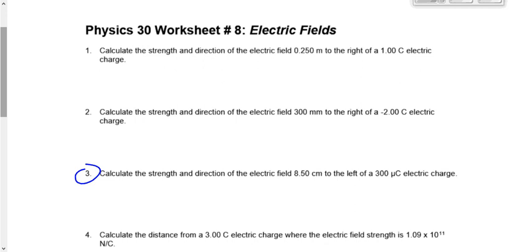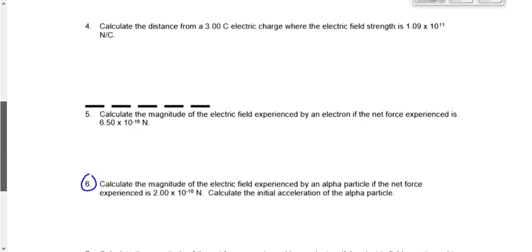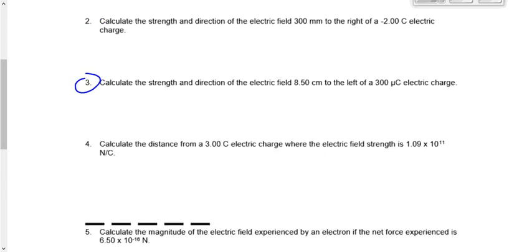Okay, let's take a look at number 3 and number 6 on that worksheet. They both use the two equations. One of them uses the first equation that we learned yesterday. One of them uses the second equation that we learned yesterday. We'll see which is which here in a second. Number 3 says calculate the strength and the direction of the electric field, 8.5 centimeters. I want to circle that because I don't want to forget to convert that to meters. To the left of a positive 300 microcoulomb electric charge. The strength and the direction of the electric field.